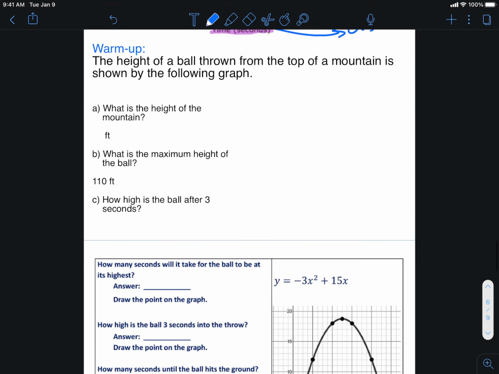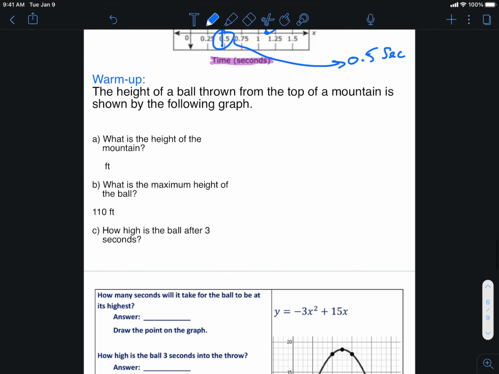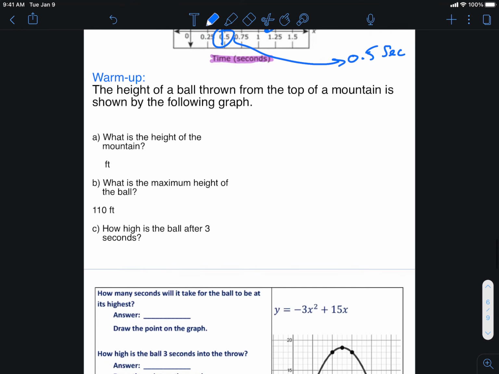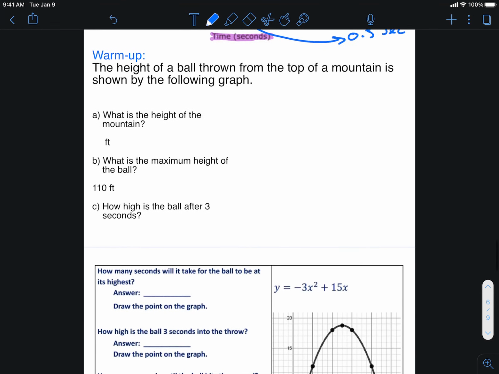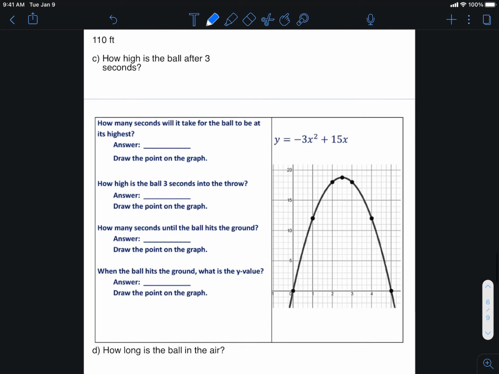I don't know where the graph is. Must have disappeared. I don't know what happened. So we'll have to skip that question because we don't have a graph to go off of. Okay, but we can go down to the next one.